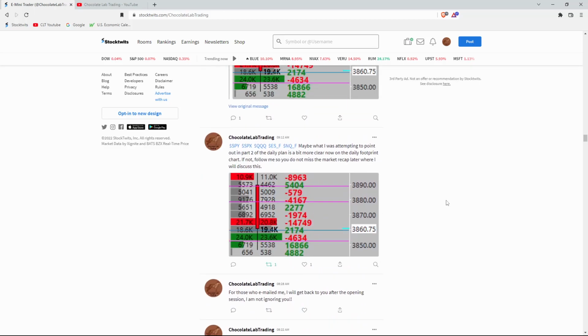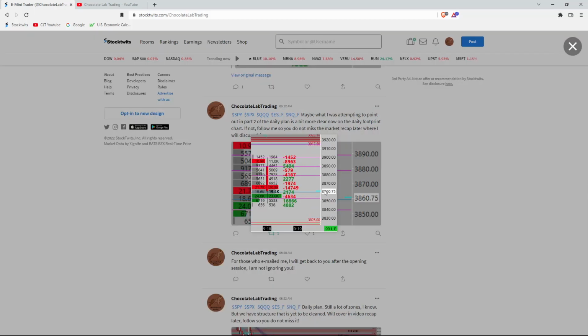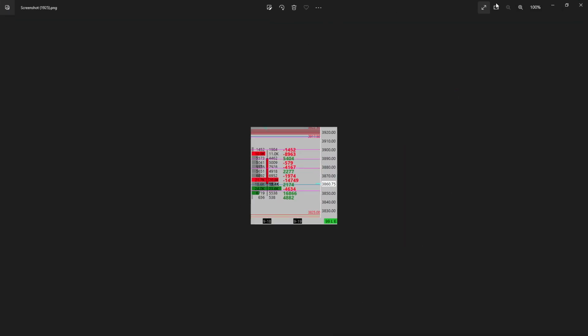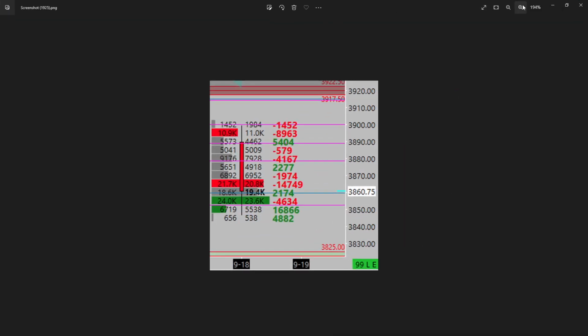All right, maybe what I was attempting to point out in part 2 of the daily plan is a bit more clear now. So I will pull up the screenshot, I have it right here. So I was talking about that B-shaped profile.